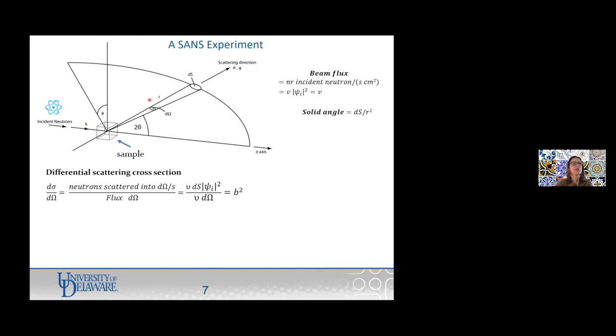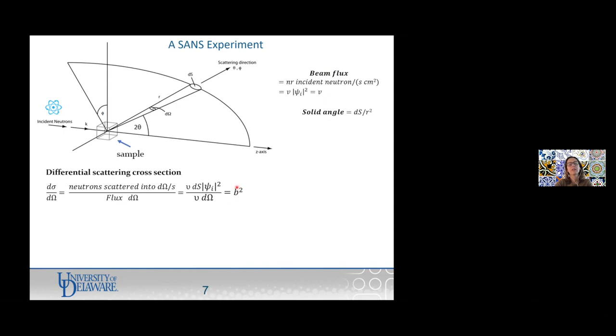So let's look at the geometry of a SANS experiment. You have your incident neutron hitting a sample, and there'll be scattering that can be defined in this solid angle, d omega, that you see here. If your detector is far away enough, you can actually define this d omega angle and this two theta angle very precisely. We can also define a differential scattering cross section, which is basically the number of neutrons scattered into this solid angle d omega per second, normalized by the flux. It's straightforward to show, if you think about the definition of beam flux and its solid angle, that this differential scattering cross section is actually b squared.